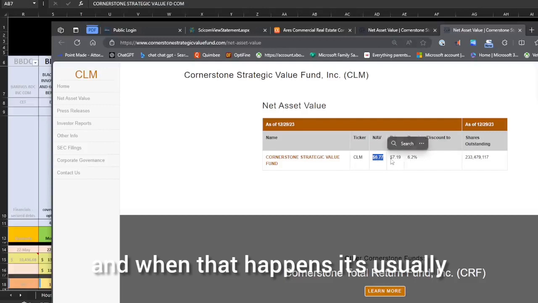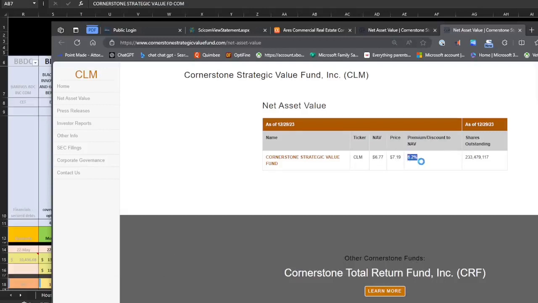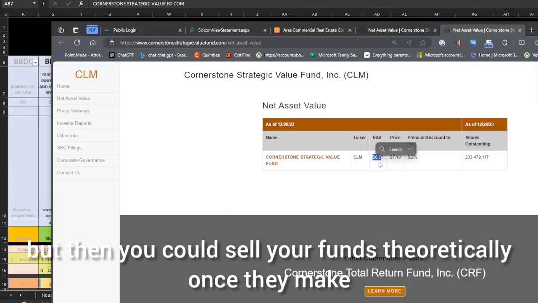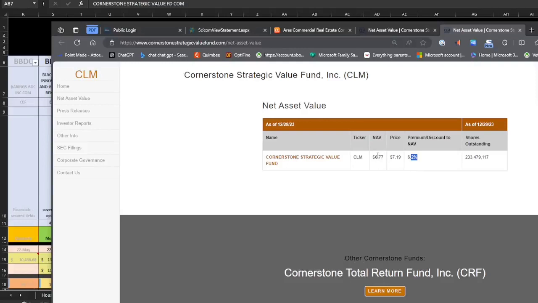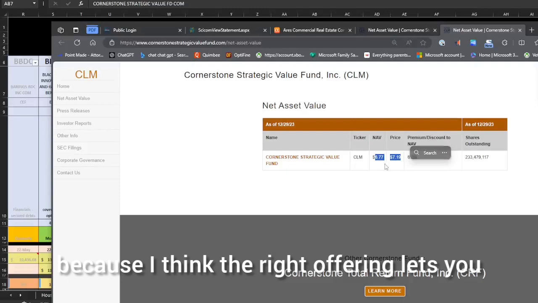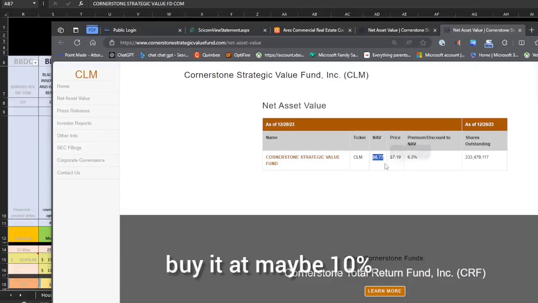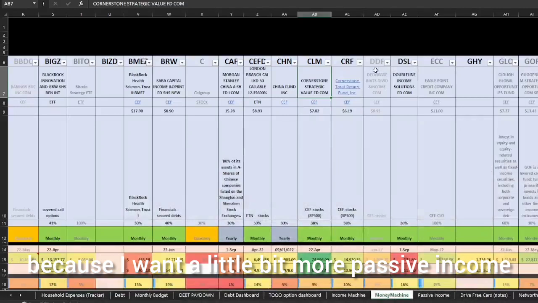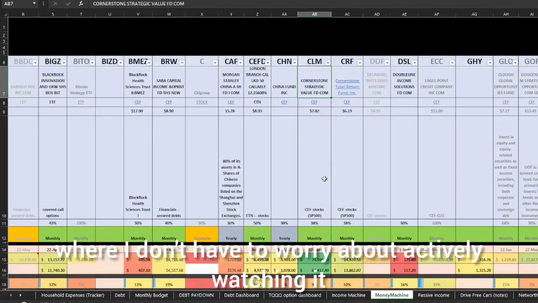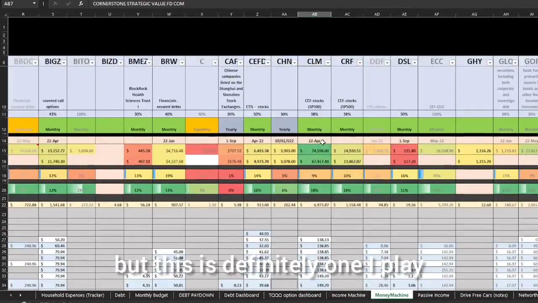When that happens, it's usually when the premium is above 30%, but then you could theoretically sell your funds once they make that announcement and still get gains of 20%, and then repurchase it when everybody else starts selling all the rights-offered ones at a discount, because I think the rights offering lets you buy it at maybe 10% of the premium. But like I said, I think I want to exit this one because I want a little bit more passive income where I don't have to worry about actively watching it. But this is definitely one I play.